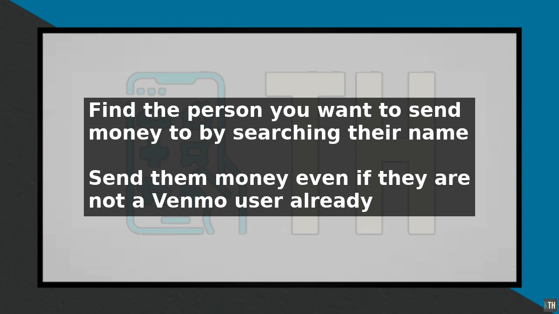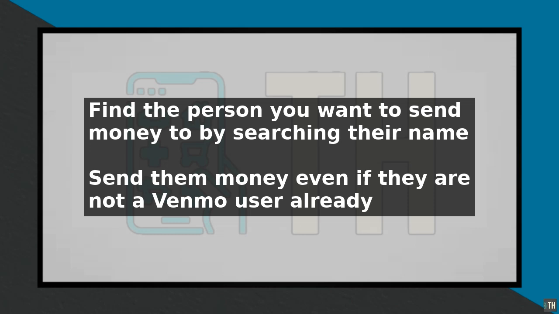To initiate a payment, tap on the Pay or Request button and enter the amount you want to send. You can also add a note or description to the payment, which can be helpful for keeping track of what the payment is for. Next, review the payment details to ensure everything is correct, including the recipient's information, the amount, and any additional notes or descriptions.